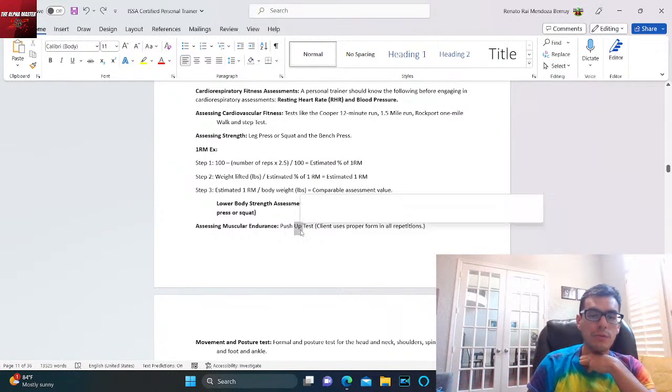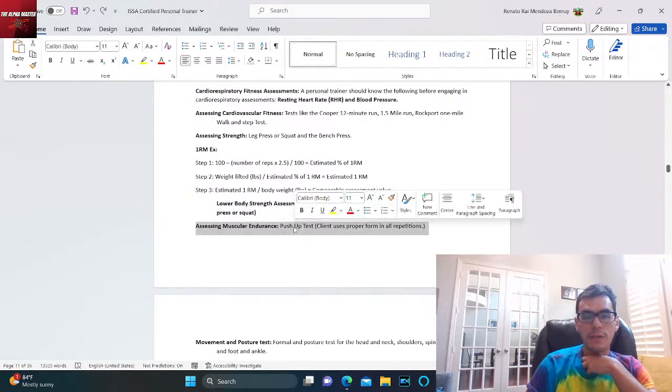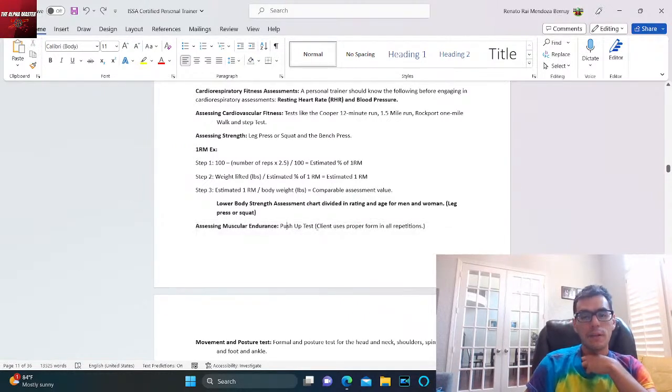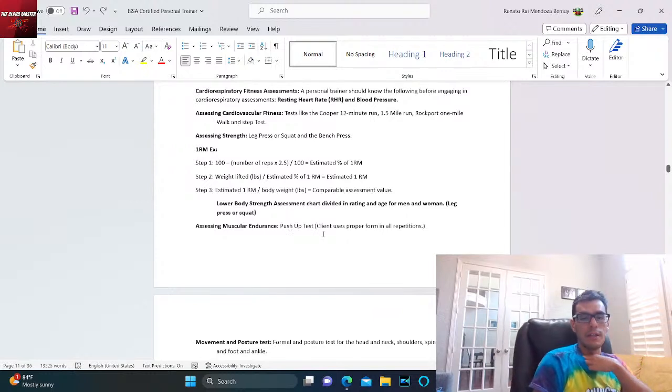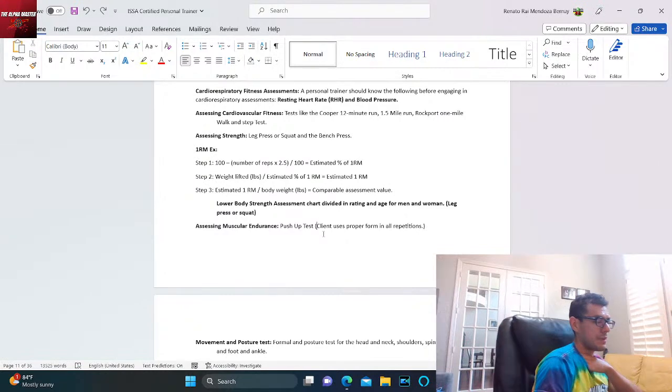Now, to assess muscular endurance, you have the push-up test for males and females, in which the client uses proper form in all repetitions.